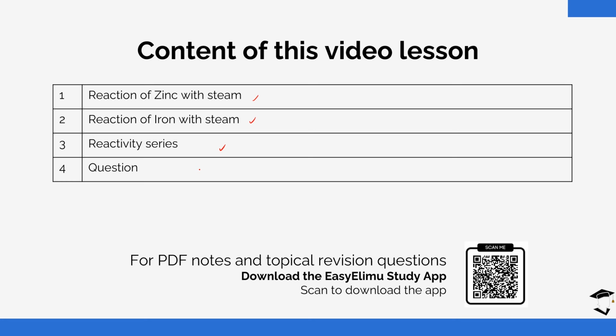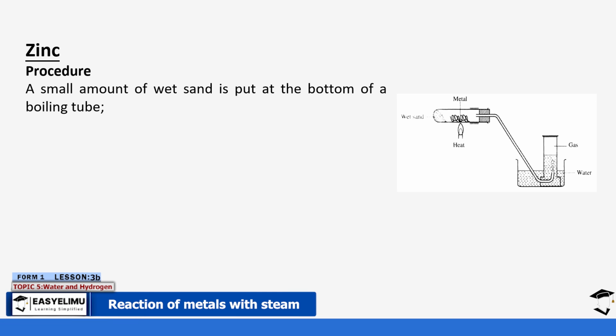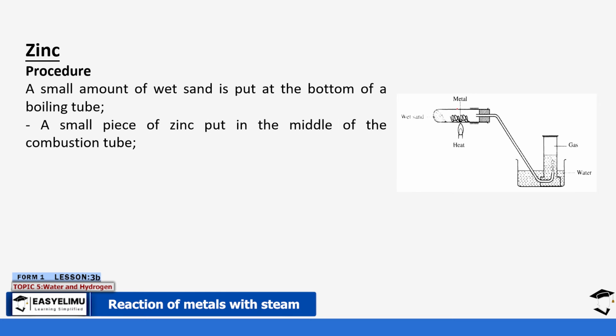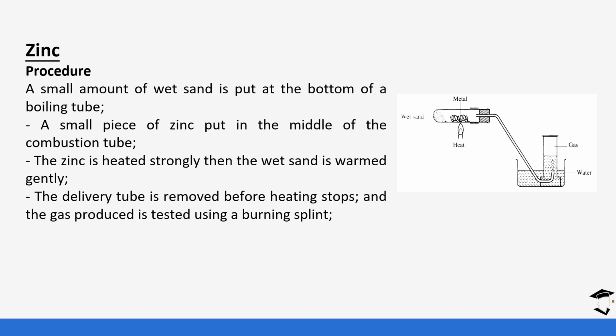So let's start with the experimental reaction of zinc with steam. First of all, a small amount of wet sand was placed at the bottom of the beaker, and then a small piece of zinc was put in the middle of the combustion tube. Then zinc was heated strongly, and the wet sand is warmed gently. And then the delivery tube in this experiment was removed before heating stops. And then the gas that was produced was tested with a burning splint.